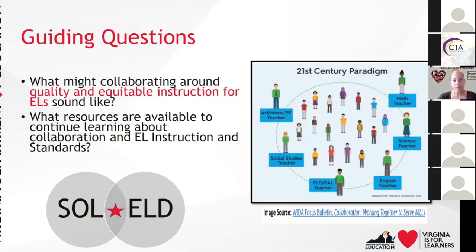So I like to set up presentations based on guiding questions that will really focus and anchor our learning. So what might collaborating for quality and equitable English learner instruction look and sound like? And then what resources are available to extend your learning about collaboration with a focus on language instruction and the English learner development standards?